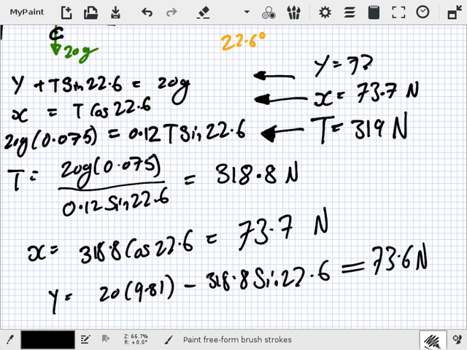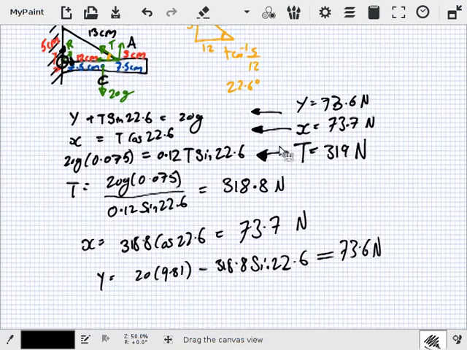Are you sure? That would mean my answer's way off then. This is 22.6, right? Yep. 73.6 for the y. Oh, then my answer here is totally off, because the last part is to get the angle here.